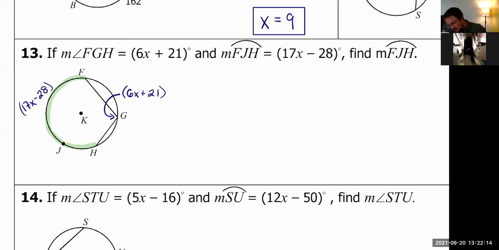We want to find the measure of arc FJH. Well, in order to do that, we're going to need to find x, because then we can just drop that x into the FJH expression. So what I have here is an inscribed angle intercepting an arc, for which I have expressions for both. So my inscribed angle, 6x plus 21, should equal half the arc it's intercepting, which is 17x minus 28.